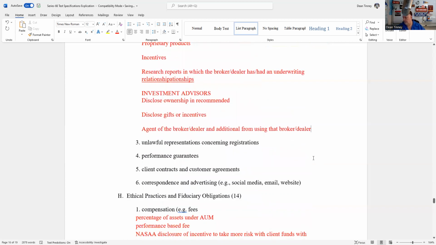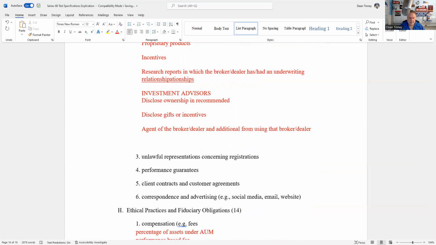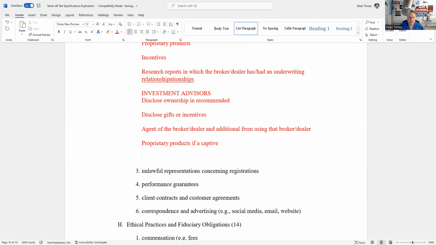So you can see I told you about 10 or 11 questions here. This is a big part of that. Again, am I a captive agent of the broker dealer, meaning I can only recommend to you proprietary products? What that means is, I'm a Morgan Stanley broker and it's going to be Morgan Stanley. Disclose to you whether you can execute through other broker dealers.